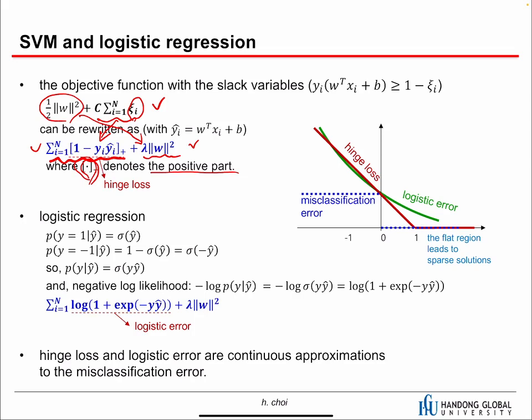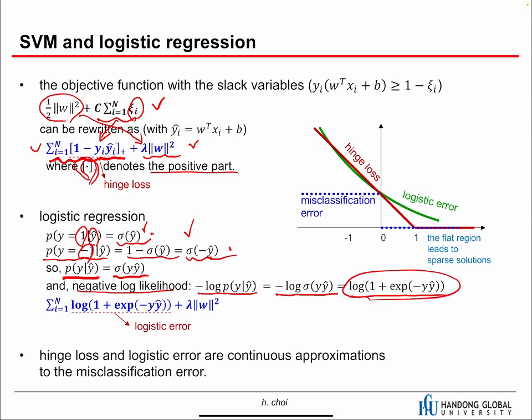If you remember logistic regression, P of y given y hat: if the target is 1, then that is sigma of y hat. This is the probability of class 1 given this input x. And the probability of class 2 is 1 minus sigma of y hat, and that is actually sigma of minus y hat. It's a simple calculation, so you can try it by yourself. By this one and this one, in total, P of y given y hat is actually sigma of y times y hat. Then the negative log likelihood is minus log sigma of y times y hat, and that is log of 1 plus exponential of minus y times y hat. So this one is the loss, and we have this term here. This is the logistic error.